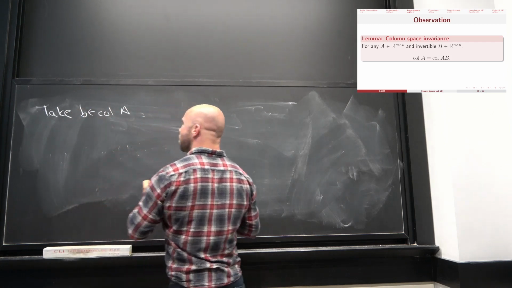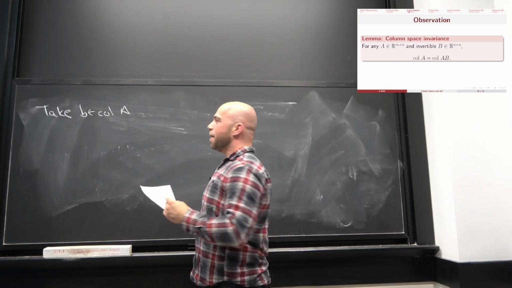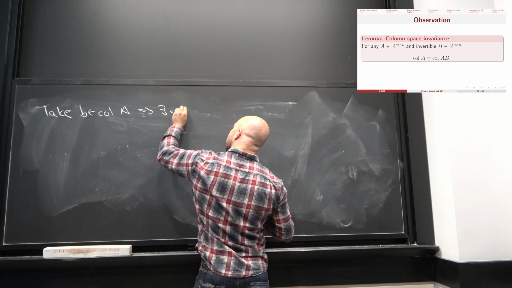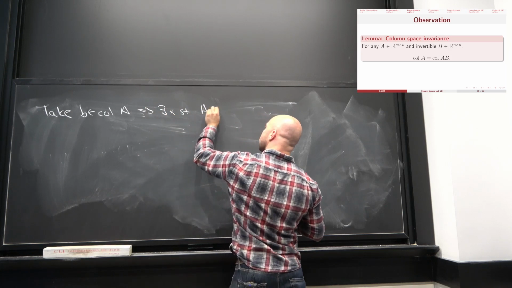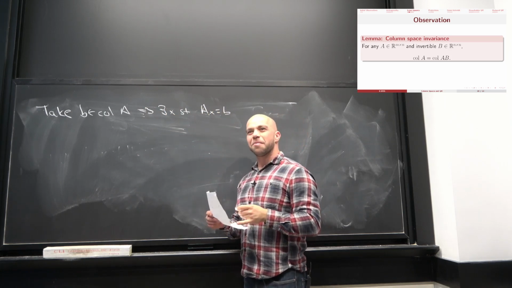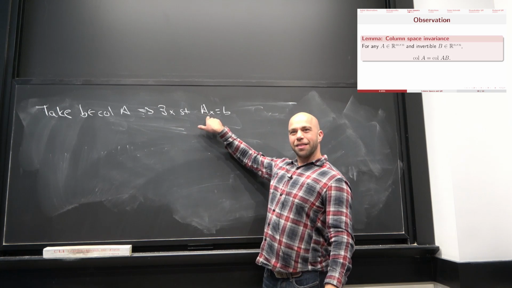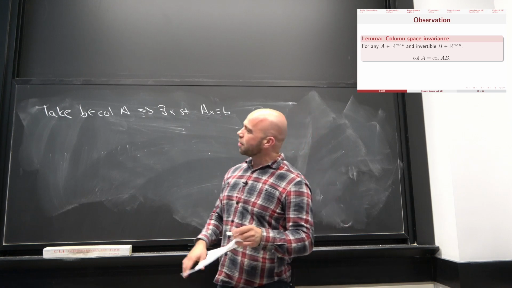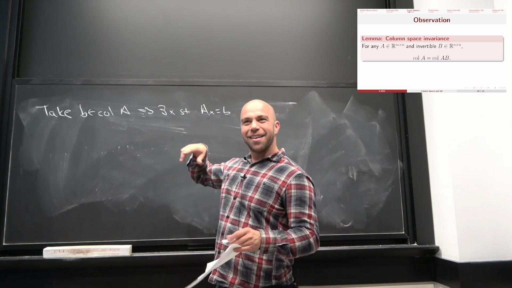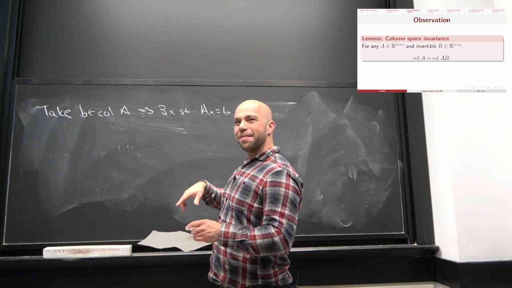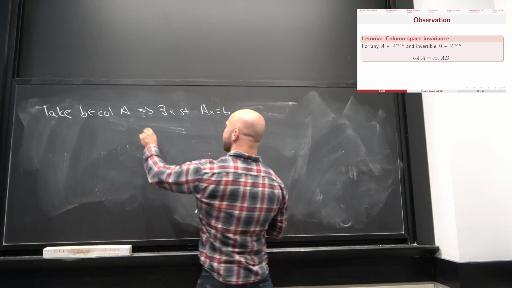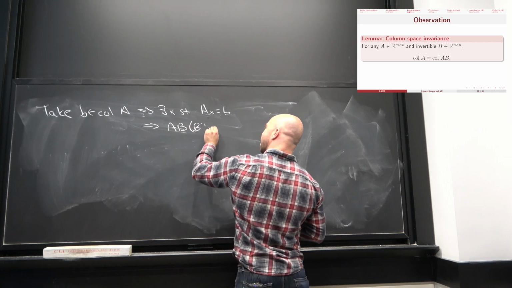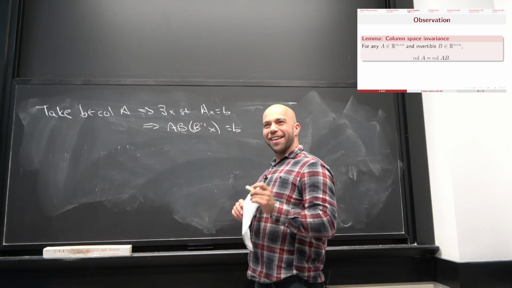So let's say that I have a vector b in the column space of A. Then, in particular, there exists an x such that Ax equals b. This is actually the definition of column space, right? There's some way to reweight the columns of A to get b. Okay? All right. So what am I trying to show? I'm trying to show that there's something where ABx equals b. Well, notice that AB times B inverse x is equal to b.